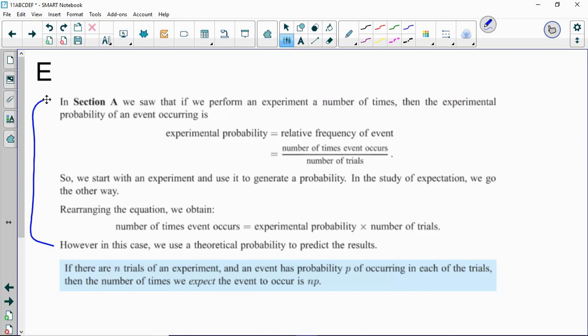So the formula that we're using is we multiply n, which is the number of trials, by p, which is the probability of whatever event we are interested in, and that will give us how many times we expect the event to occur. Please note that this is not guaranteed to be an integer, even if the data are all integers.